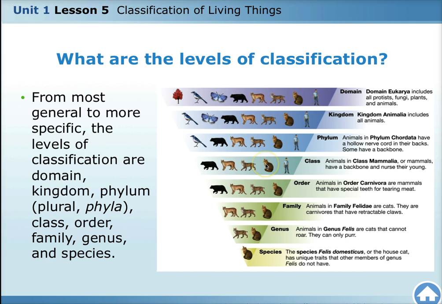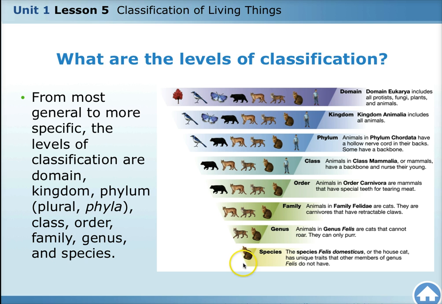Animals in the class Mammalia are mammals, have a backbone, and nurse their young. Then the order. Animals in the order Carnivora are mammals that have special teeth for tearing meat. Then we have family. Animals in the family Felidae are cats. They are carnivores that have retractable claws. Then we have genus. Animals in the genus Felis are cats that cannot roar, they only purr. And then we have species.